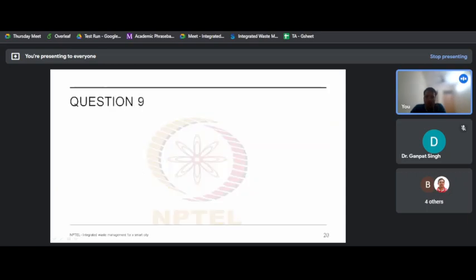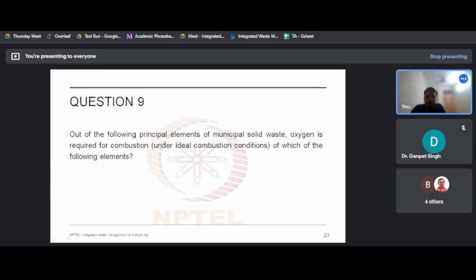Moving on to question number 9. Out of the following principal elements of municipal solid waste, oxygen is required for combustion under ideal combustion conditions of which of the following elements? Carbon, nitrogen, hydrogen, and sulfur. I'll just give a few seconds. Can someone answer it in the chat? What will be the answer for this question 9? Okay, so someone has said A, B, and C. Any other responses?